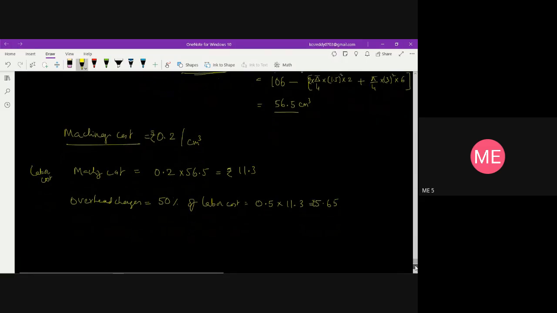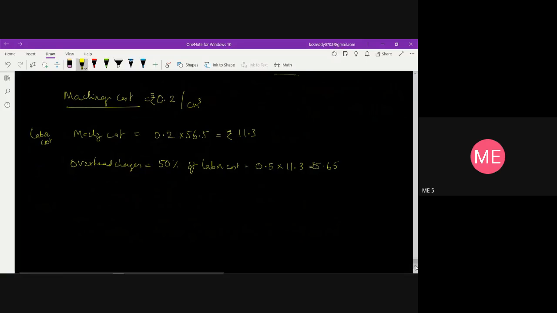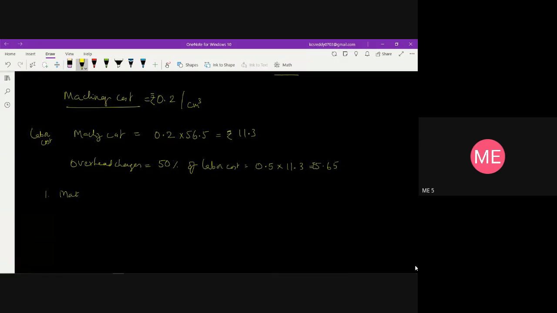This is for one component we have calculated. What have we calculated? First, the material cost. The second one, the machining cost, means how much metal is removed and what is the cost of that, which is the labor cost. And finally we have found the overhead charges. So these are the three costs involved in making that component.